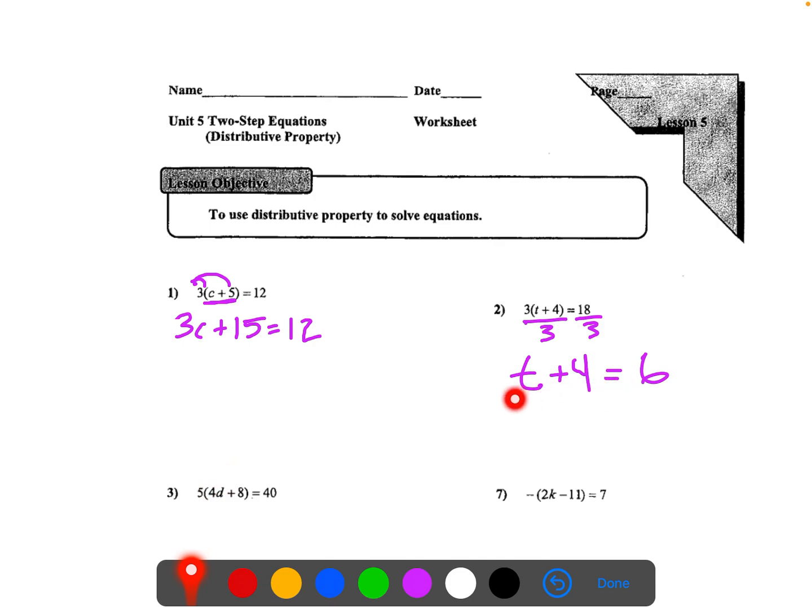It's going to work the same if you do this strategy here. If we just divide both sides by 5 right off the bat, then we're good to go, and we're left with just one group of 4D plus 8.